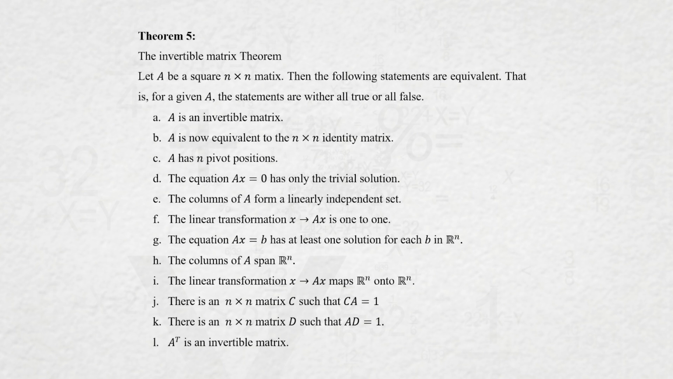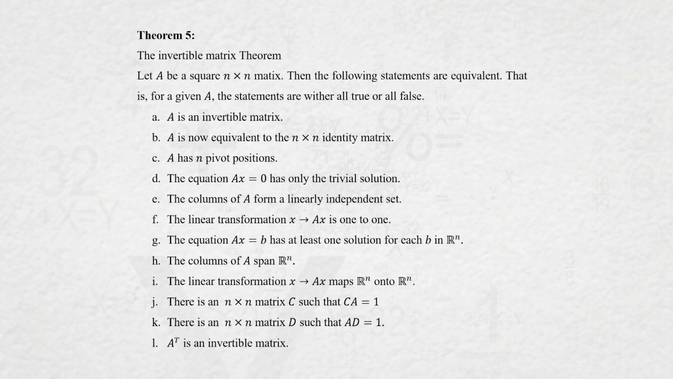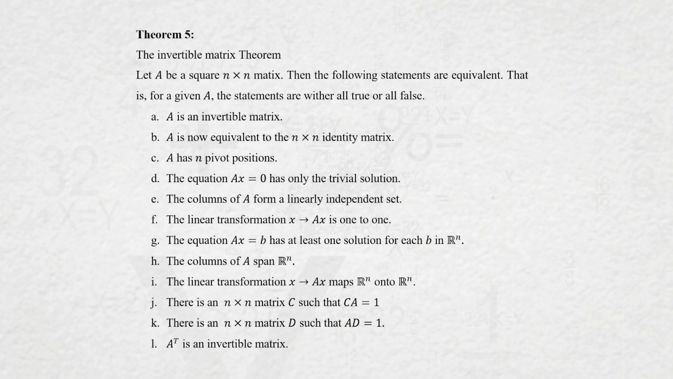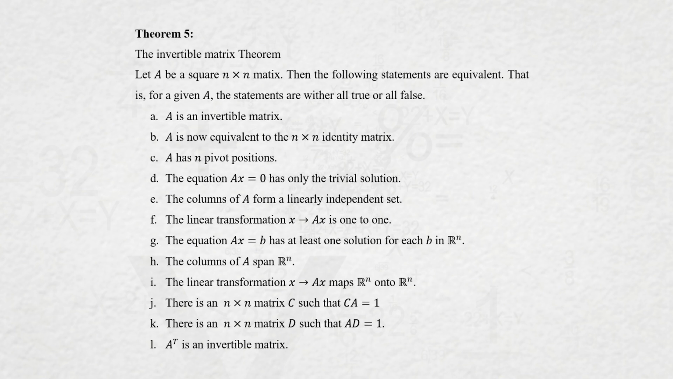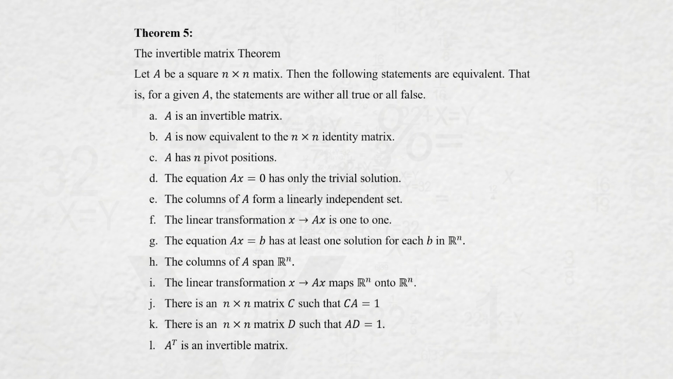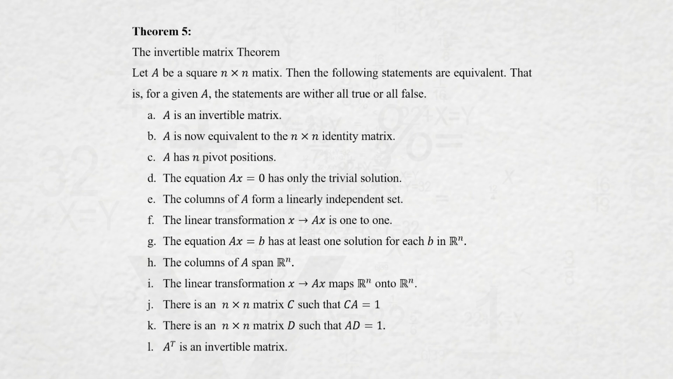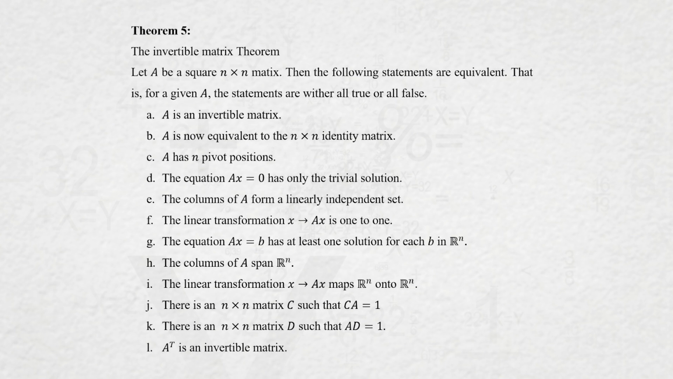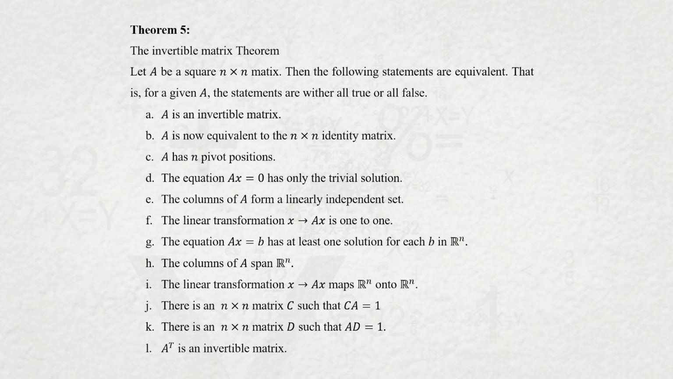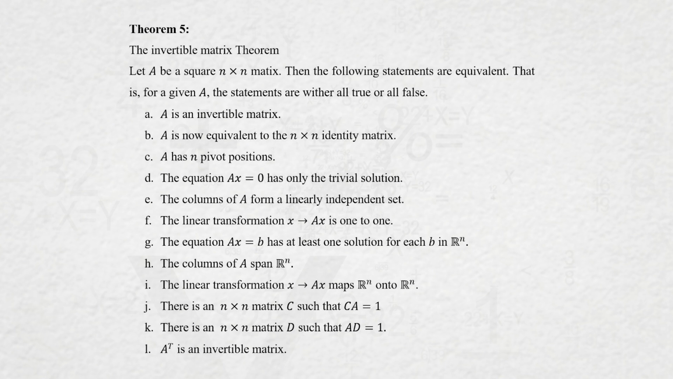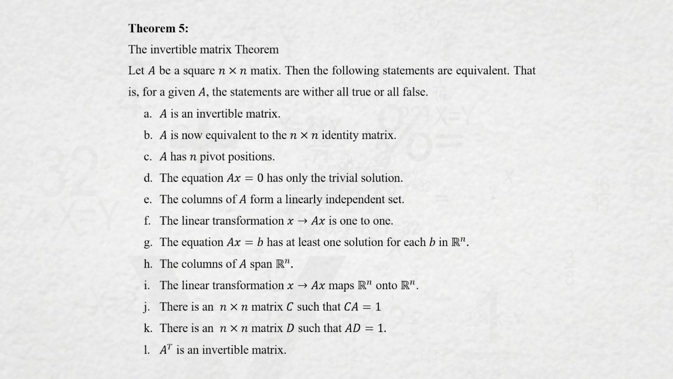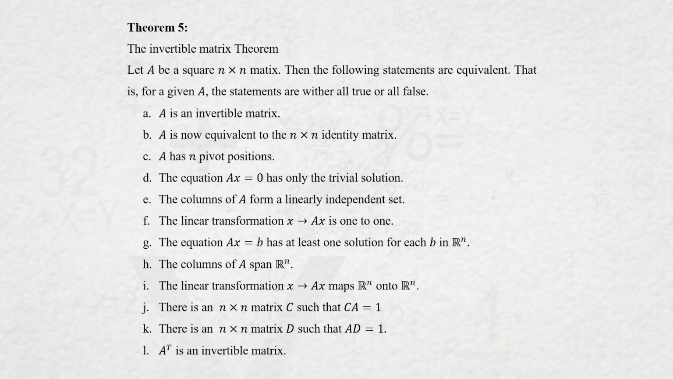The columns of A span R^n. The linear transformation x to Ax maps R^n onto R^n. There is an n×n matrix C such that CA = I. There is an n×n matrix D such that AD = I. A transpose is an invertible matrix.